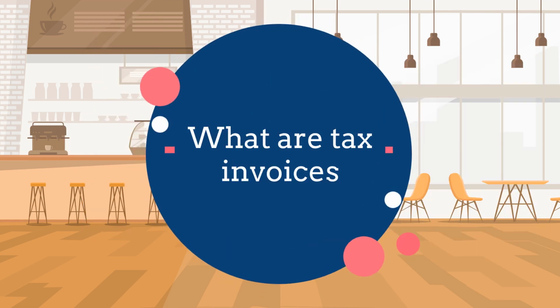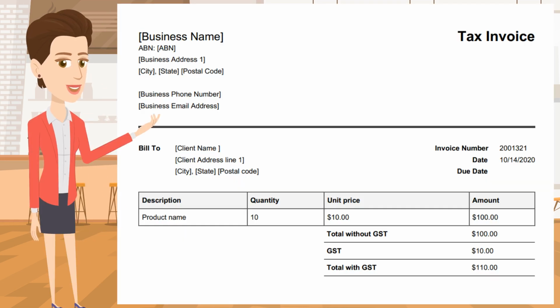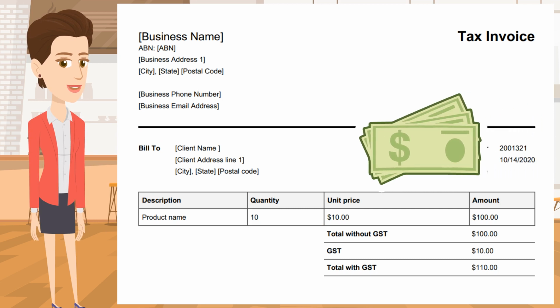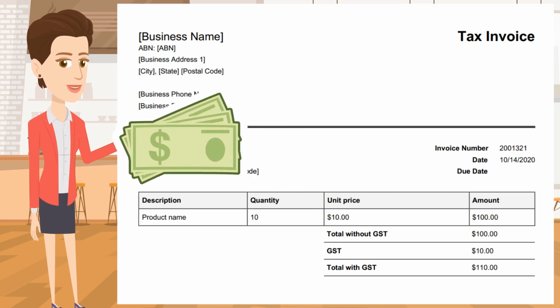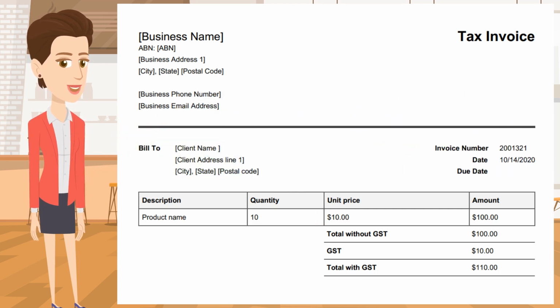A tax invoice tells a customer how much GST they paid on a purchase. It's important information because some of your customers may be able to claim that tax back. If you're GST registered, you must issue a GST invoice on request.